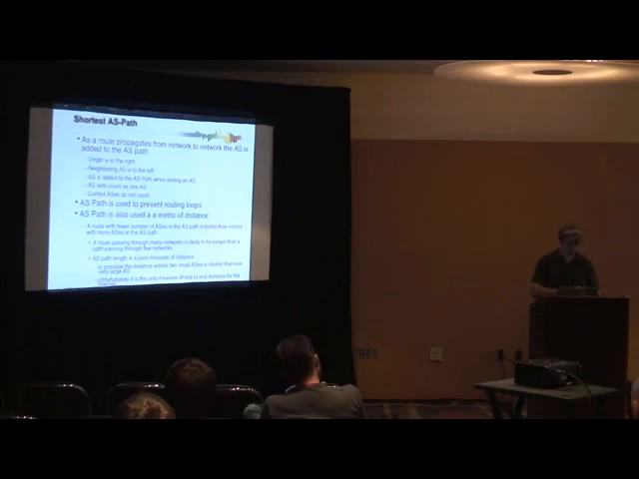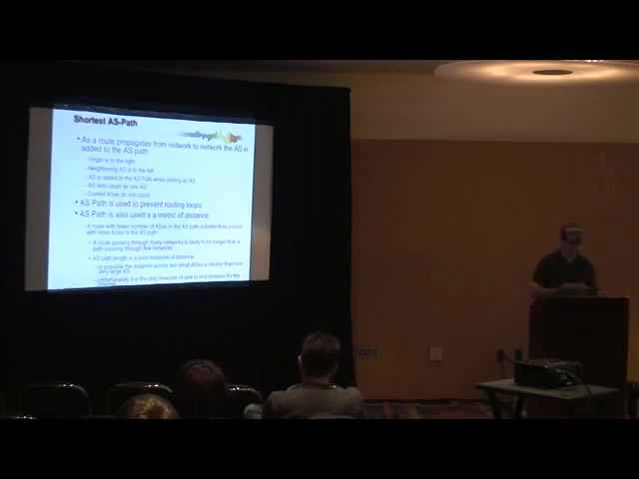The next is shortest AS path. As a route propagates from network to network, the AS is added to the AS path. The origin is going to be all the way to the right, and as it goes through the network, each AS is going to be appended to that list, with all the way to the left being the AS that you're hearing the route from.